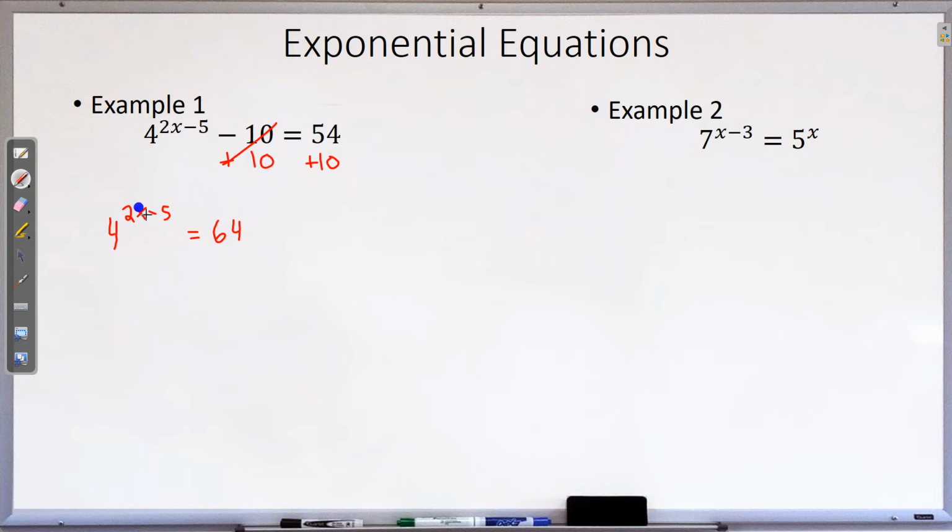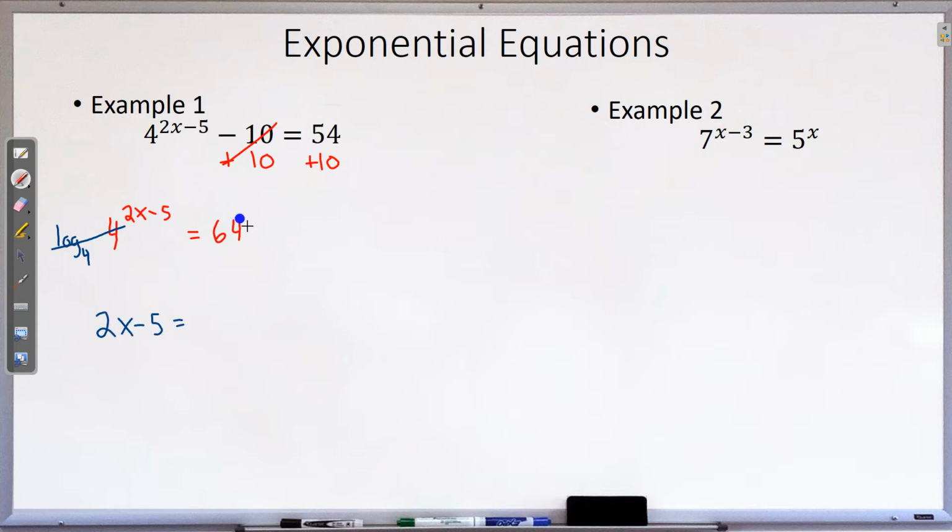All right, so now the only thing that's left is this exponential. We've got to do some special stuff to get rid of it. And the special thing we're going to do is a log. So remember, we defined log to be the opposite of an exponential. And to get rid of an exponential with a base of 4, we do a log base 4. That is going to cancel that out. And the only thing that's left is the 2x minus 5.